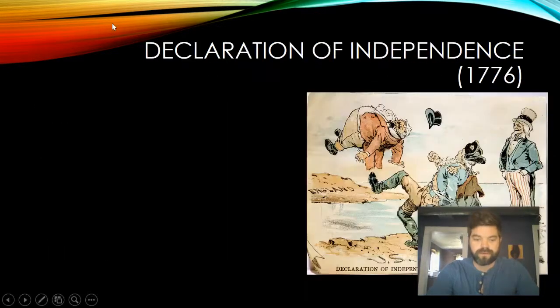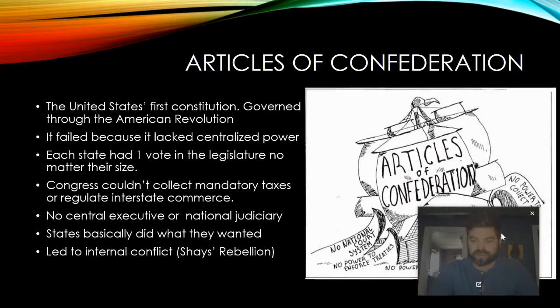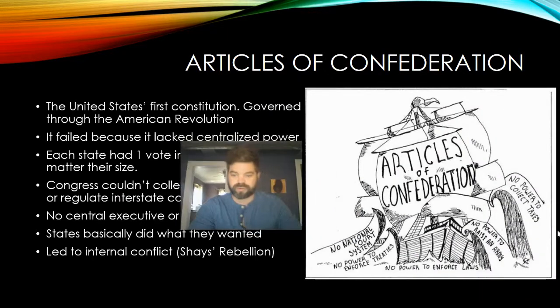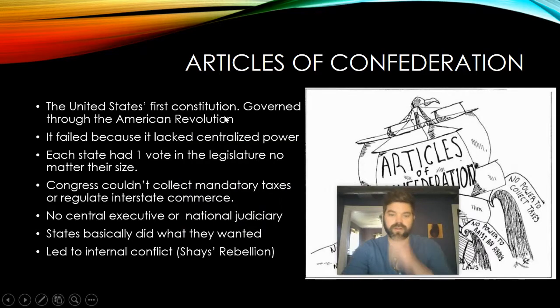And I want to go back. If you look at this cartoon too, we looked at this cartoon towards the beginning of the year. All these were the problems with the Articles of Confederation. The Articles of Confederation is a ship, and these weaknesses are what eventually sank the ship, which led to the failure of the Articles of Confederation. It was a bad government.